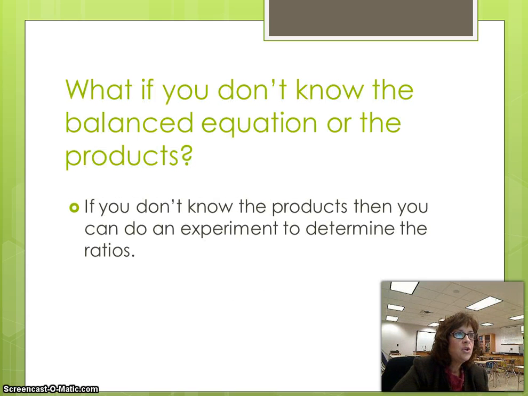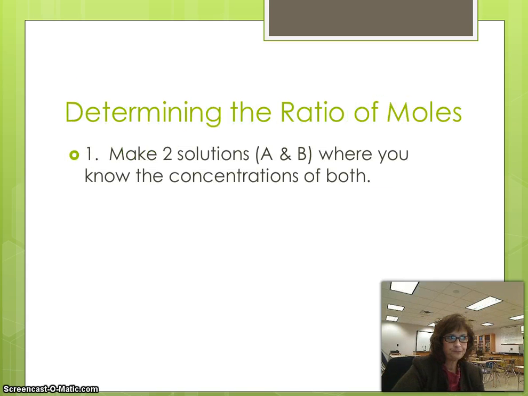So what if you don't know the balanced equation, or you don't know what you're going to be making? If you don't know, you can figure it out by an experiment, and that's exactly what we're going to do. The first thing we're going to do is make 2 solutions, and I'm going to call them solution A and solution B. I have to know how strong those solutions are, I have to know the concentrations. Because I'm going to be making them up, I'm going to tell you, and they'll be all labeled.